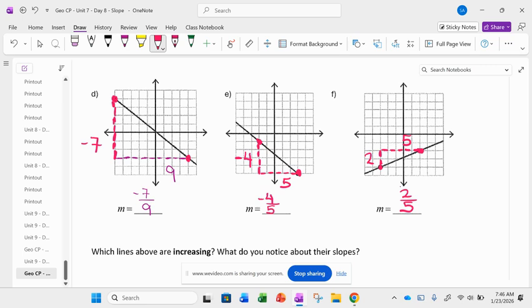So now what I want us to do is the way we read a graph, the way we always read a graph is from left to right.